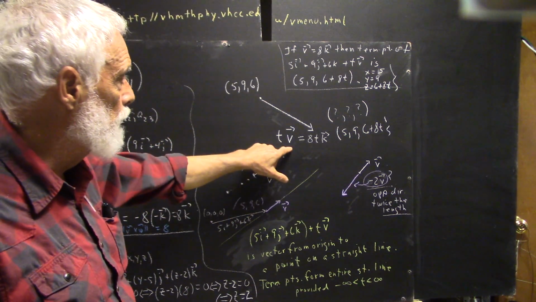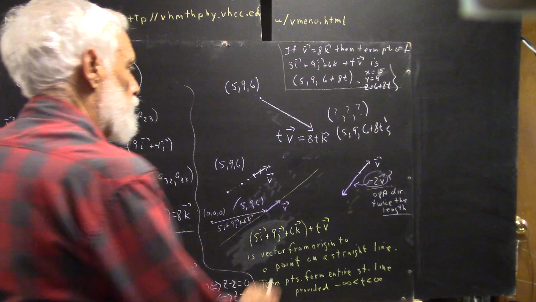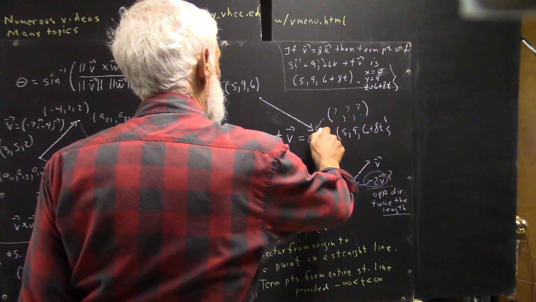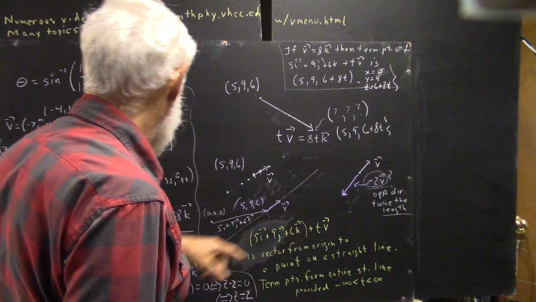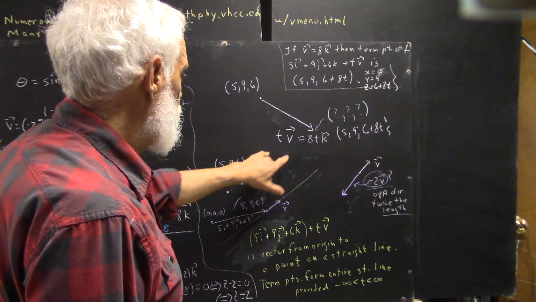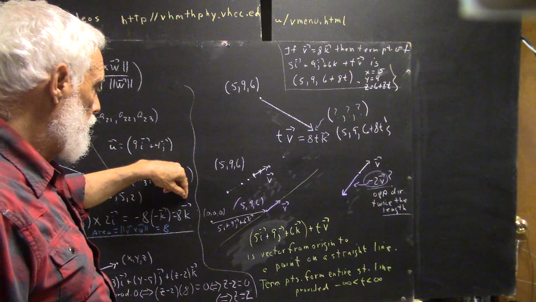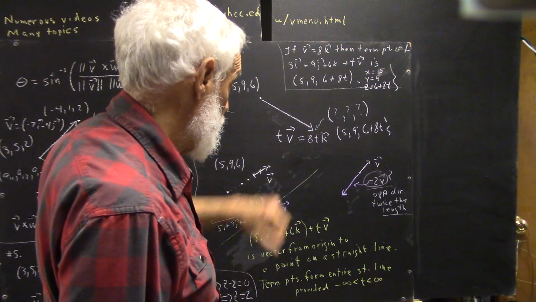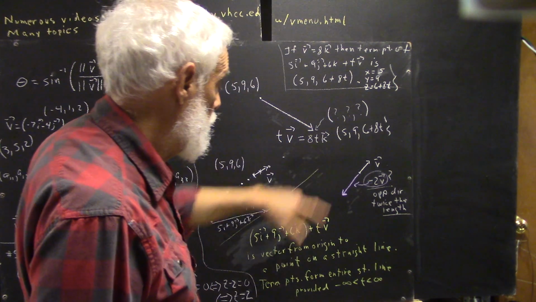The initial point of TV is at 5, 9, 6. What's the terminal point? So the terminal point is, of course, here at the head of the arrow. The initial point's here. And V is the vector that we found here, which in this case would be 8K. So TV would be T multiplied by 8K. So that's just 8TK.